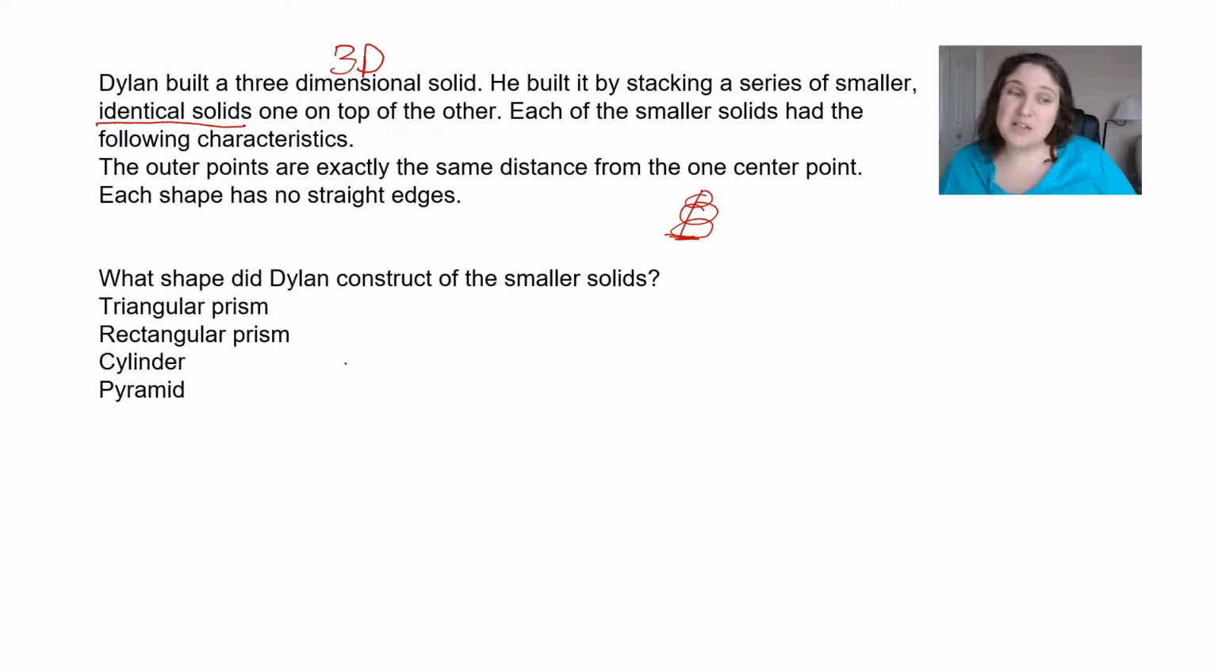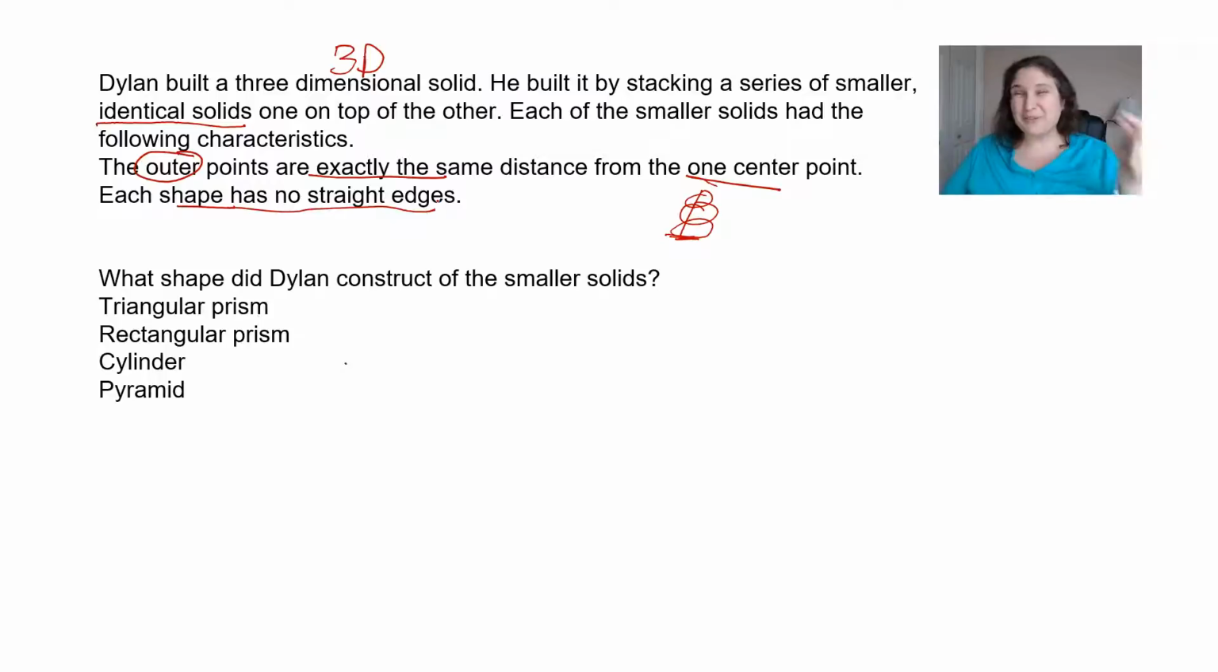Okay, each of the smaller solids had the following characteristics. So our goal is to identify what the smaller solid is and then translate it. What would it look like if we had a bunch of them on top? So the outer points are exactly the same distance from one center point. I'm going to put this, the outer points, exactly the same, one center point. And the shape has no straight edges.